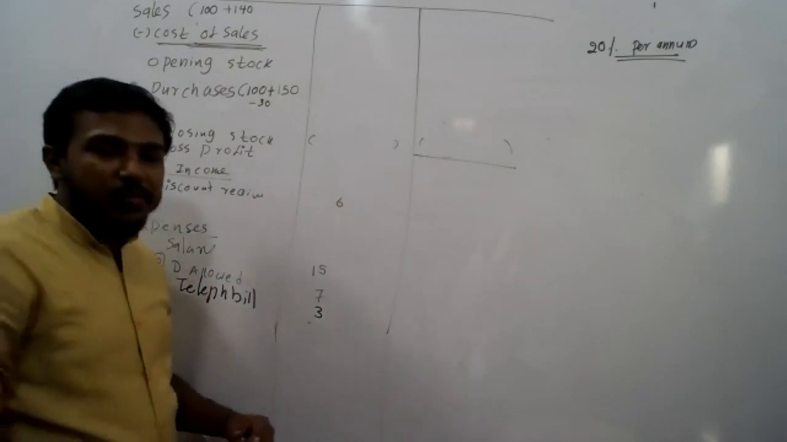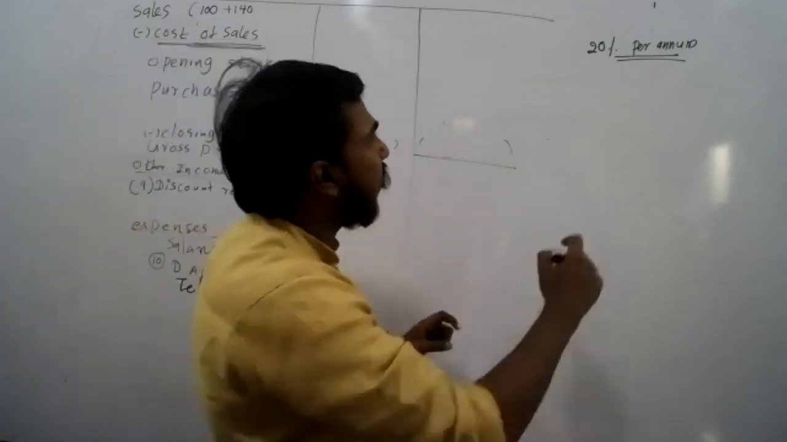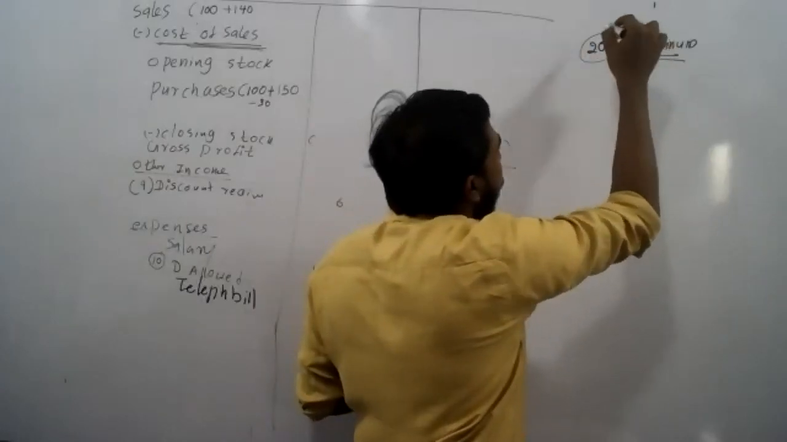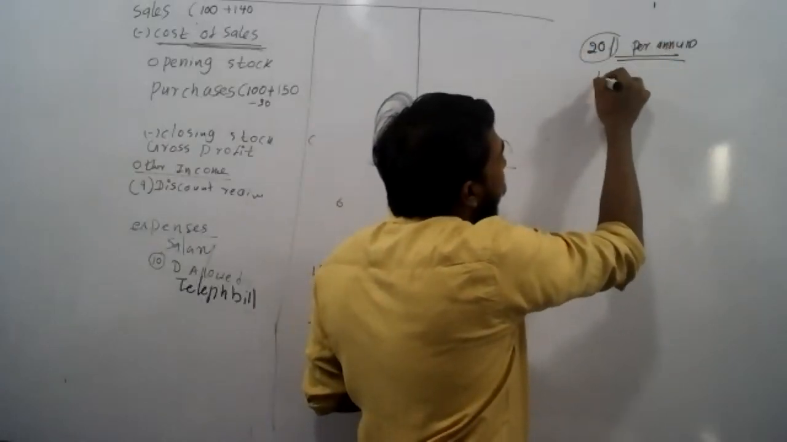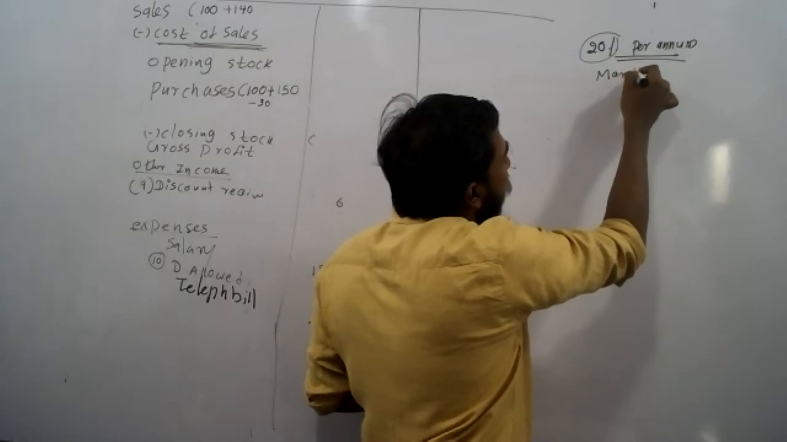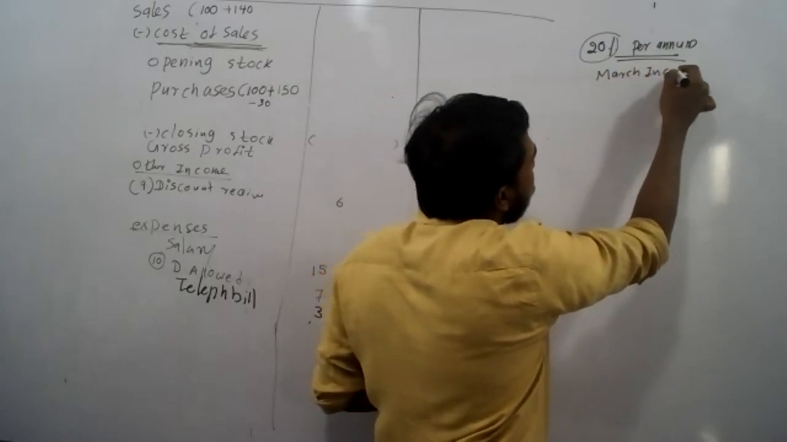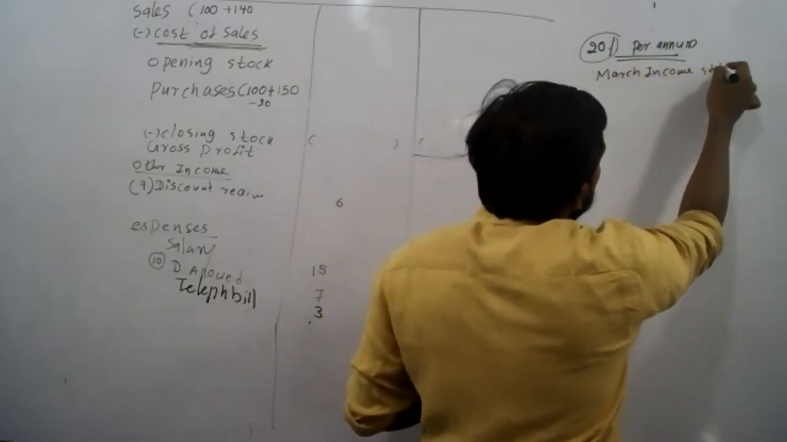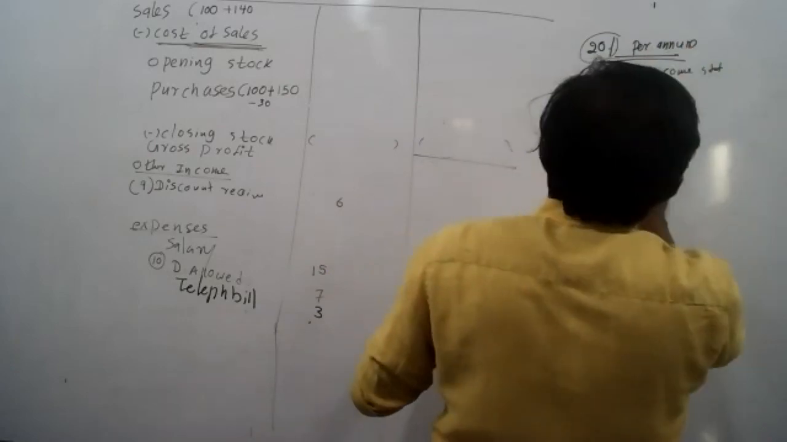Right? This is 20% per annum. That means for a 1 year depreciation is 20%. Keep it in mind, you are preparing the March income statement. This is annual depreciation.